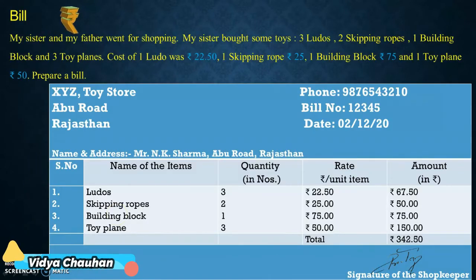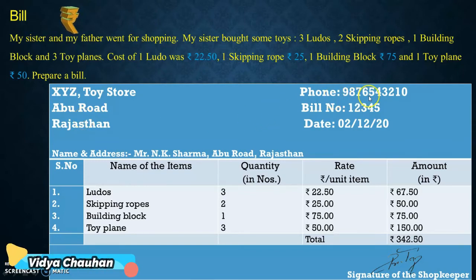So here, very first, for the sample of the bill, that means when you start preparing a bill, at the very top you have to write the name of the shop, the city, and the state. So we mention the address of the shop from which we have purchased the goods.